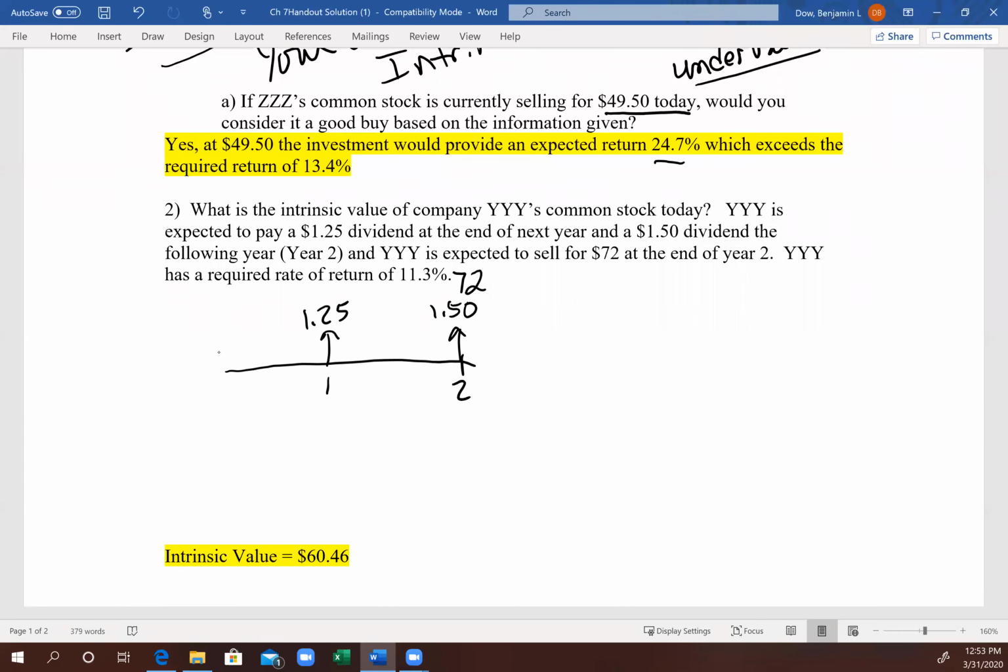So if we rewrite it out over here, $1.25 a year from now is worth $1.12.